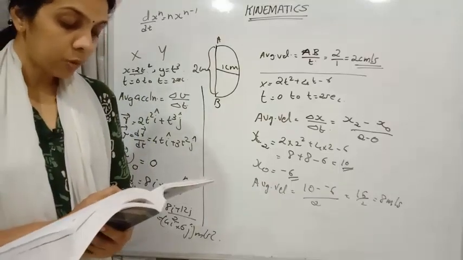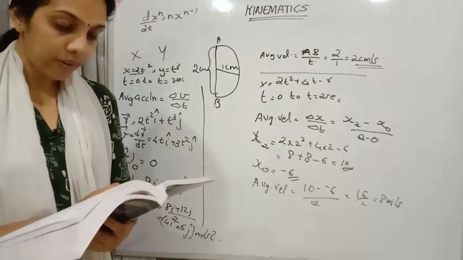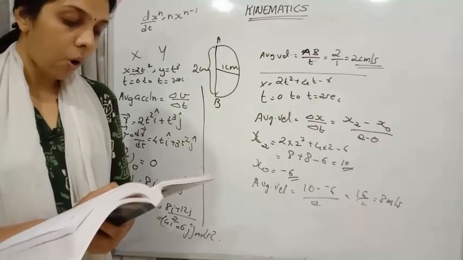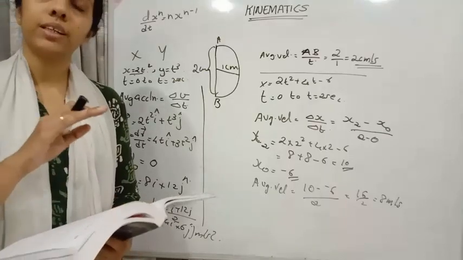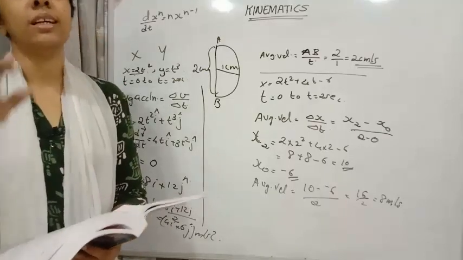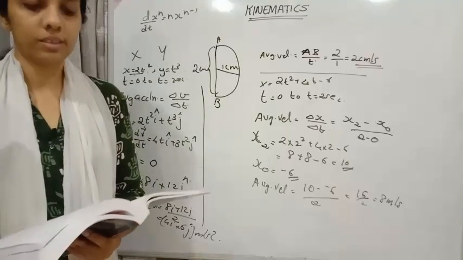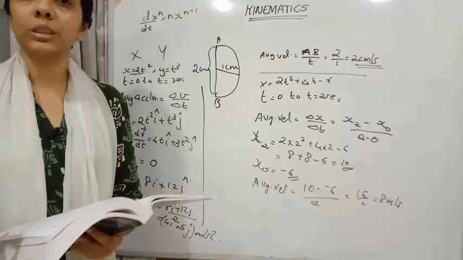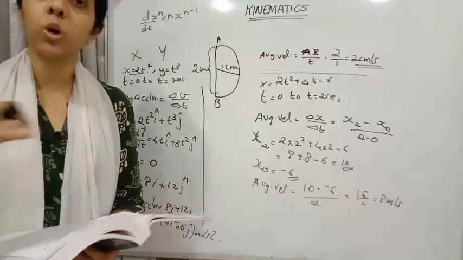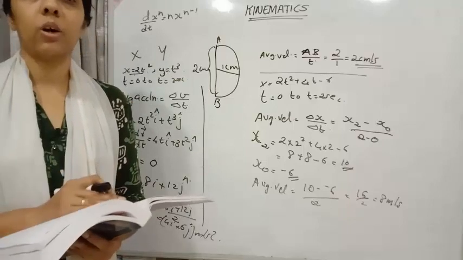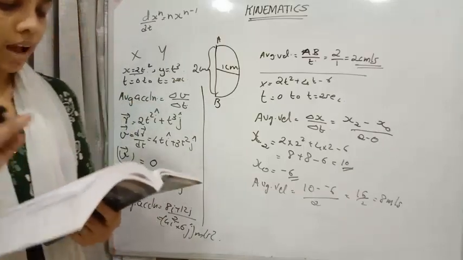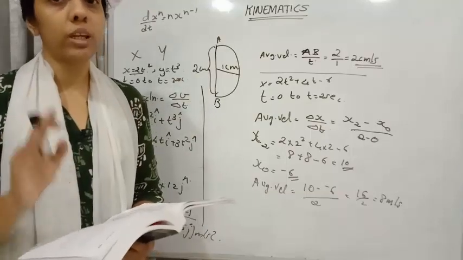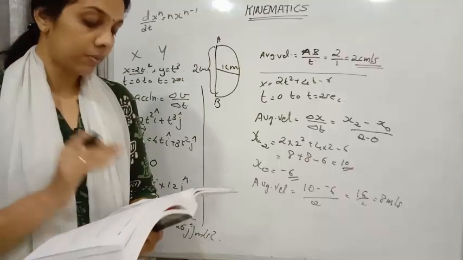When a particle moves with constant velocity, its average velocity, its instantaneous velocity and its speed all are equal. If it is moving with constant velocity, then it will be equal. All the velocities, average velocity, instantaneous velocity and its speed, everything will be equal if it is moving with a constant velocity.